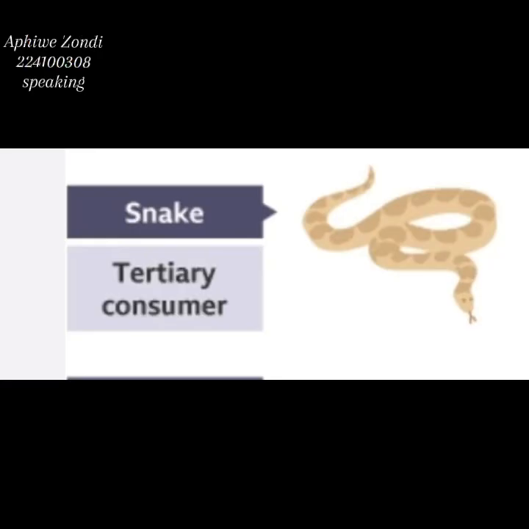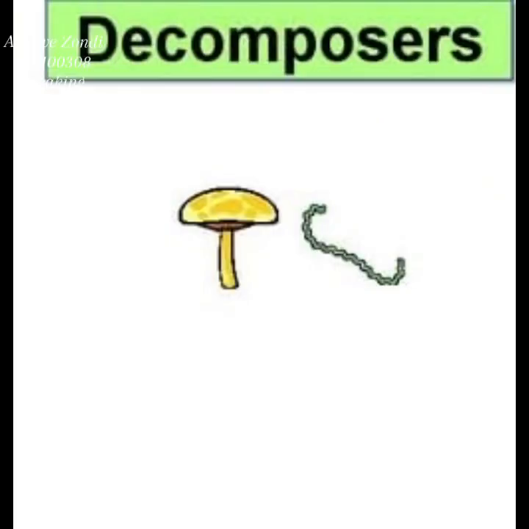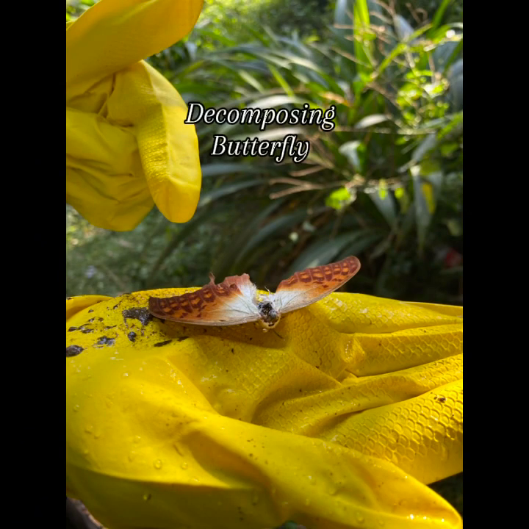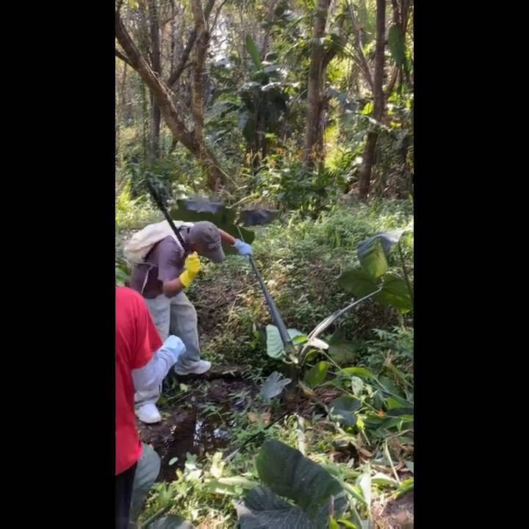Under tertiary consumers, we have snake. They feed on secondary consumers. Unfortunately, we didn't get a picture of snakes. Under decomposers, we have fungi and bacteria. They break down dead organisms and recycle nutrients back into the soil.